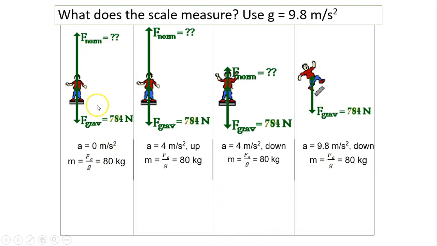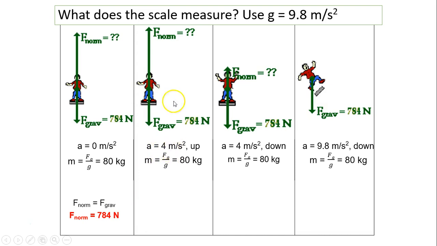So what is the normal force in this case? Since there is no acceleration, there is no net force. So normal force must equal gravity. The two must cancel out to be in equilibrium. Equilibrium means acceleration equals 0.